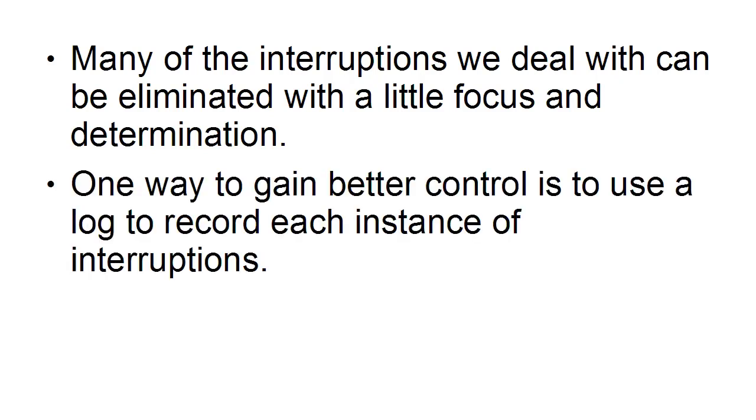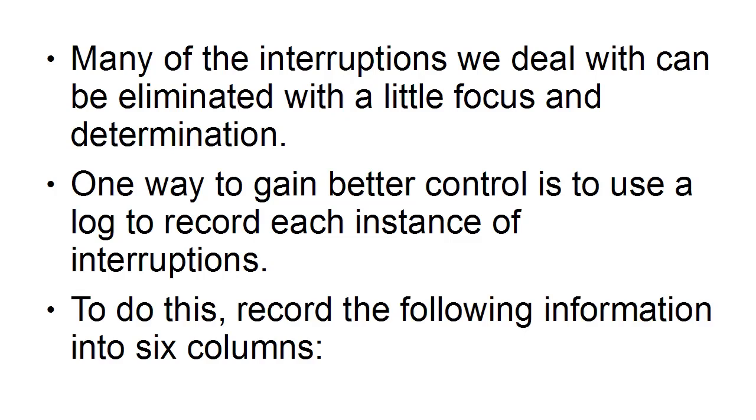And one way to gain better control is to use a log to record each instance of interruptions. Now, to do this, you want to record the following information into 6 columns. So just take an ordinary piece of paper, turn it sideways, draw some lines down, and then write these things down as and when they happen. Okay, the first column is going to be the date.